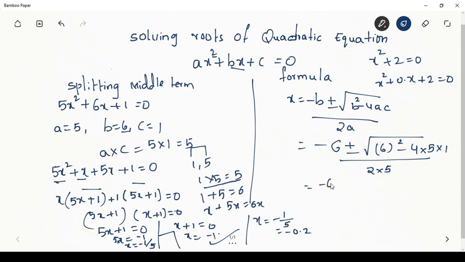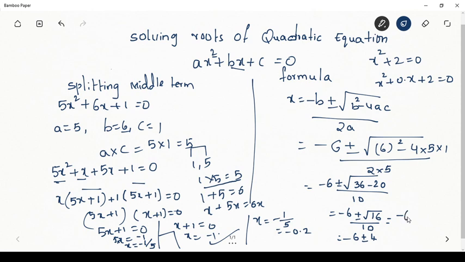So what will you get? 6, and under the root, 36 minus 20, right? So 36 minus 20 will be 16, by 10. Plus or minus is there, I'll tell you that difference also. So 16 is a perfect square of 4. So 4 square it will be there.